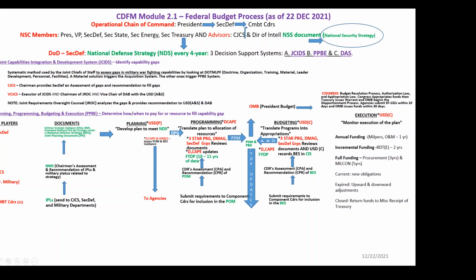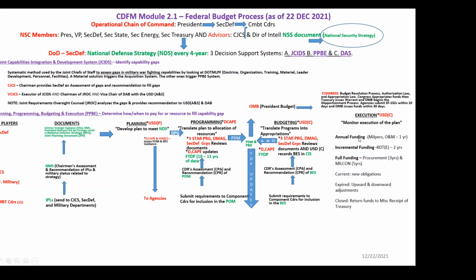So the Treasury issues the Treasury warrant and OMB begins the apportionment process. That is when the agencies submit an SF-132 within 10 days, and OMB will issue them their funds within 30 days. So part of the execution phase of PPBE, which is a responsibility of the USD Comptroller, is to monitor the execution of this plan when it comes to money.